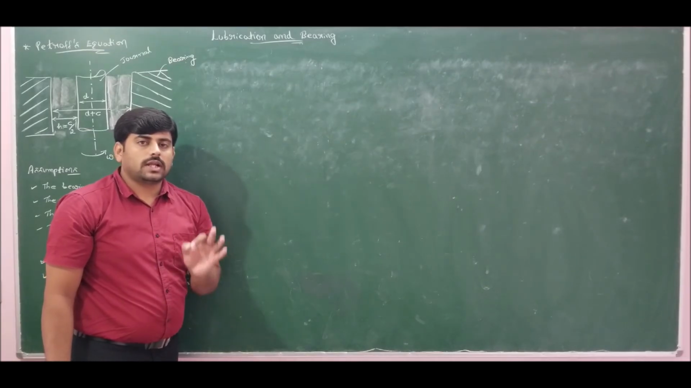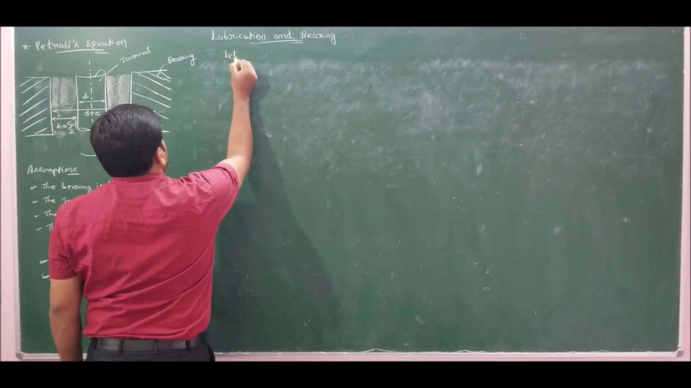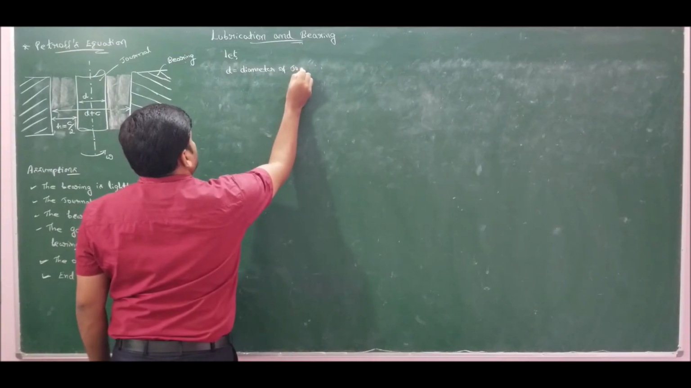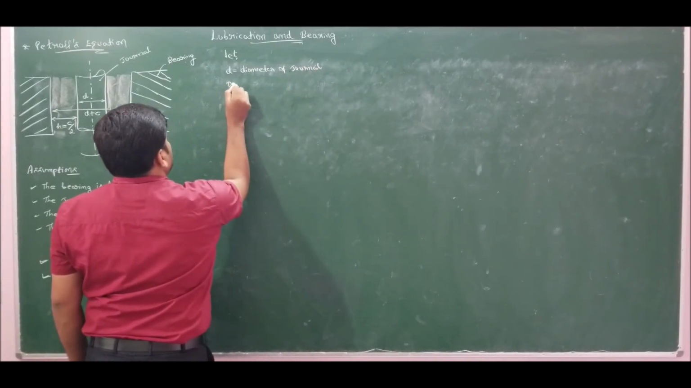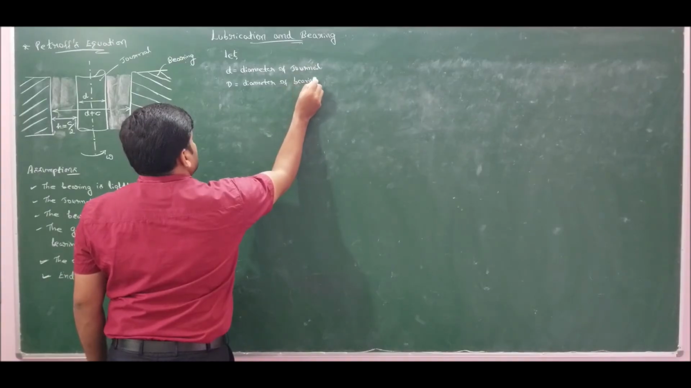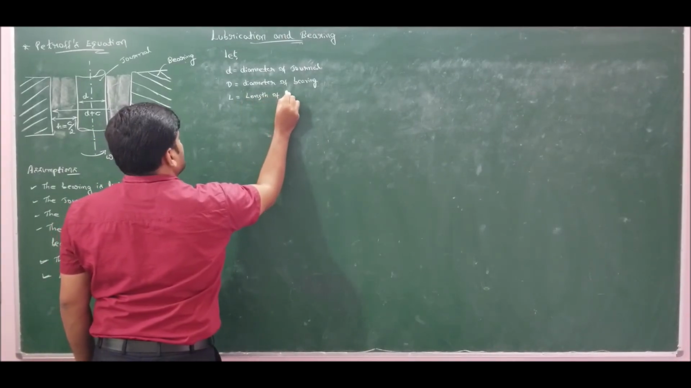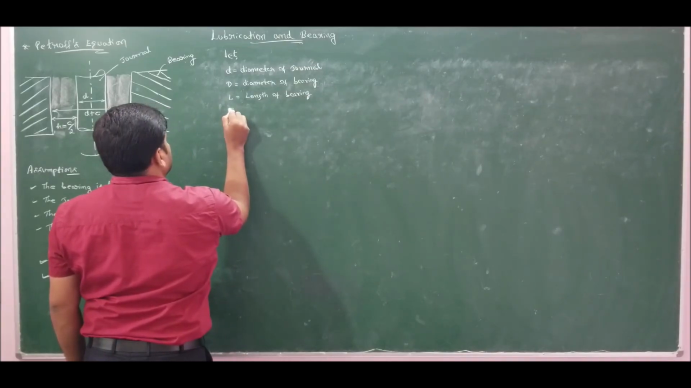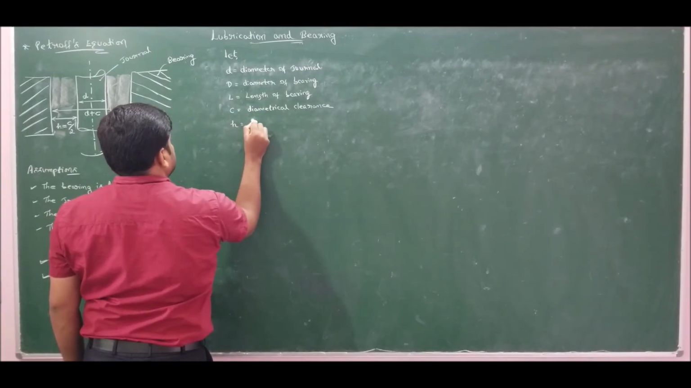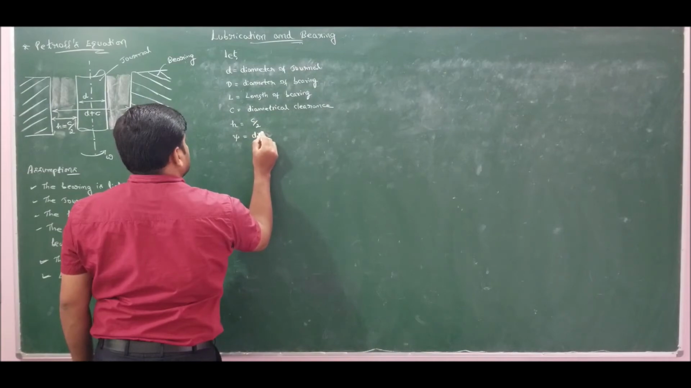Petroff's equation is employed only for lightly loaded bearings. And let us define the terms: small d is the diameter of the journal, capital D is the diameter of the bearing, L is the length of the bearing, let capital C be the diametrical clearance, and h is half of the diametrical clearance. We define one more term, xi, called the diametrical clearance ratio.